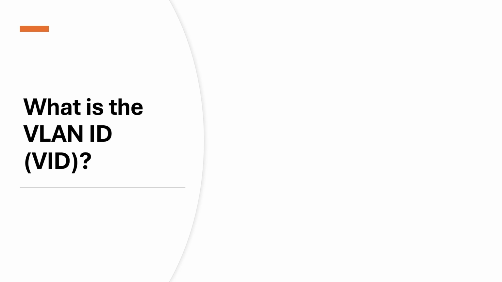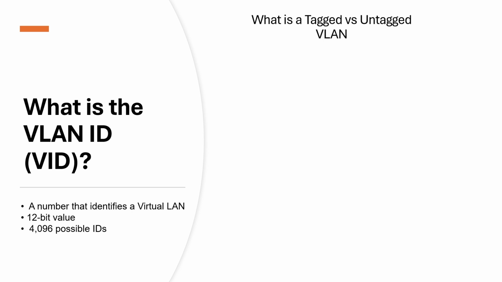Now I mentioned the VLAN ID or the VID. Well, what is this? The VLAN ID is a number that identifies a virtual LAN. It's a 12-bit value, and it has 4,096 possible IDs. So 0 to 4,095. 0 is reserved for the priority tagged frames. Then 4,095 is reserved by the standard, which is the IEEE 802.1Q standard, which I will cover later on. And then 4,094 are used for VLAN IDs.